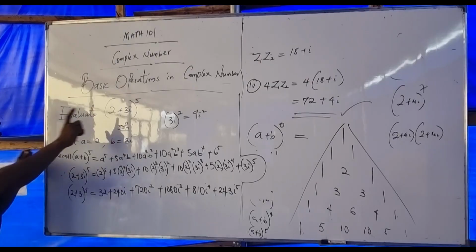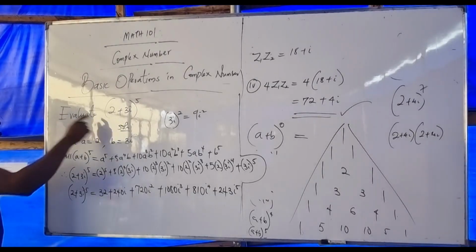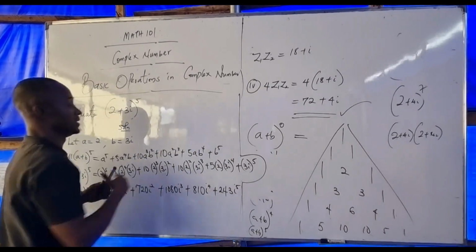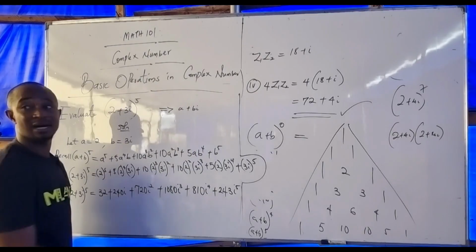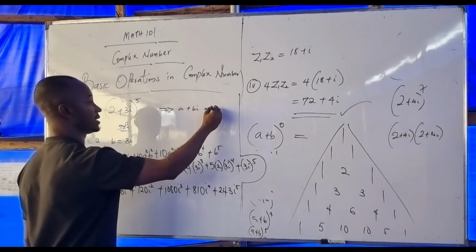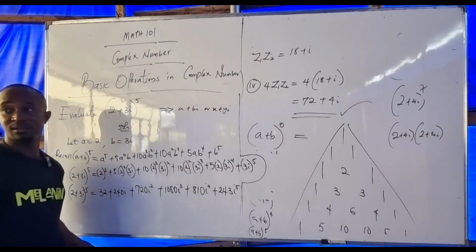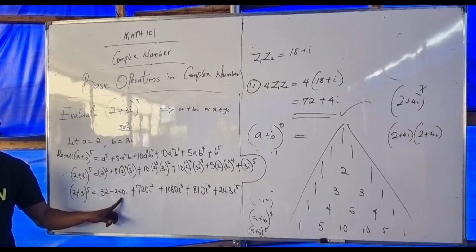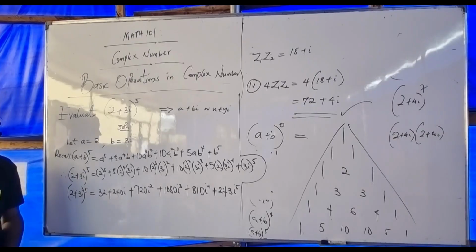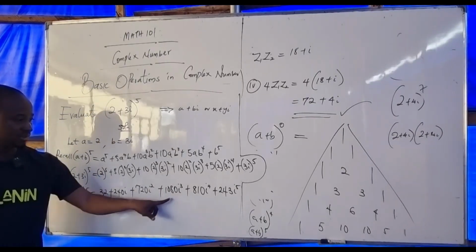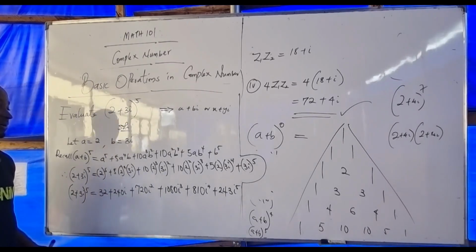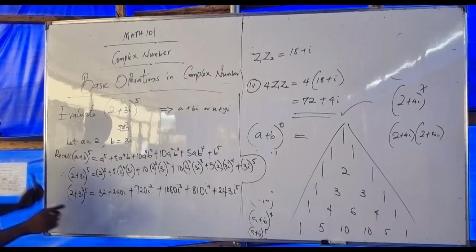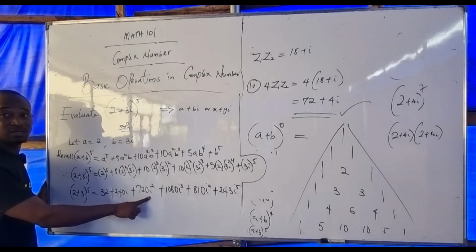We have to evaluate this. If you're evaluating this, your answer must be in what form? In the form of a plus bi, or x plus yi, right? Now already we have i here, so I can't evaluate this further. It means I can only evaluate this, and this. Are you following? But don't forget that we have already evaluated i before. Then anyway we see i squared. What's i squared? Minus 1.